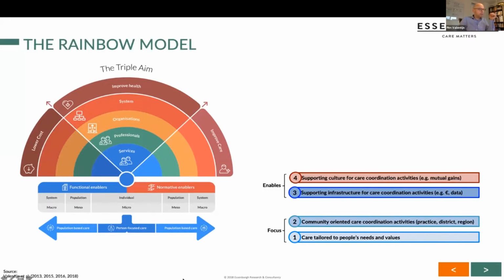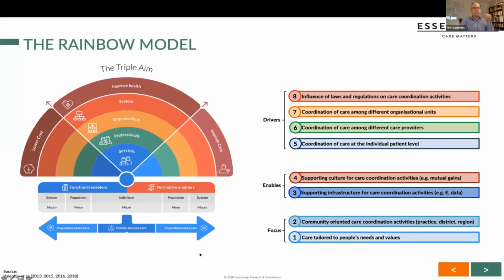But we're not there yet. We also have the different drivers, or what we call integration mechanisms. And these are the different bows within this rainbow model. At the micro level, it's about service or clinical integration. It's the interaction between a patient and a care provider.